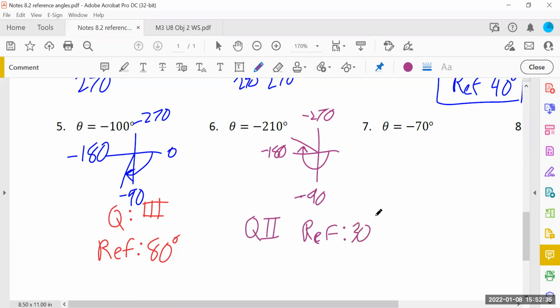Now, a quick side note, if you don't like dealing with these negatives, you could add 360 to this. Say, okay, well, -210, if I go all the way around the circle, add 360.